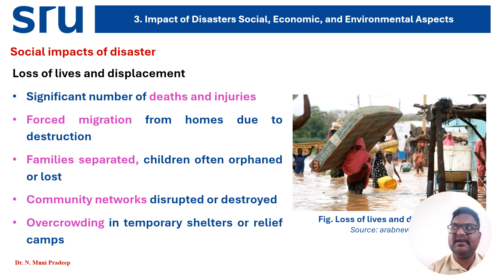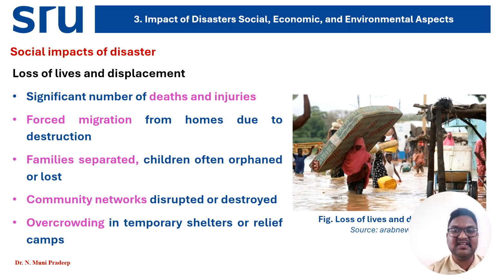According to the United Nations, between 2000 and 2019, approximately 1.23 million people died globally due to disasters. What is the meaning of 1 million? 1 million means 10 lakhs. So 1.23 million means nearly 12.3 lakh people died globally only due to disasters. That is an average of over 60,000 deaths per year. So 60,000 deaths per year, they died because of disasters.